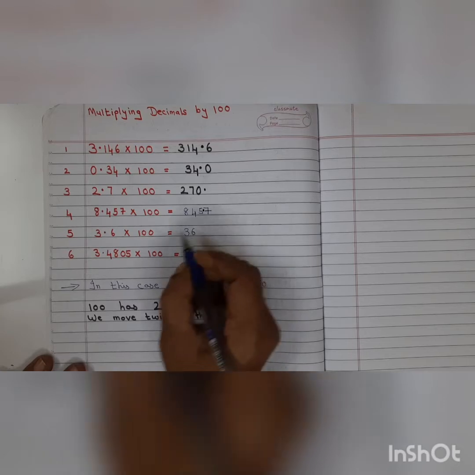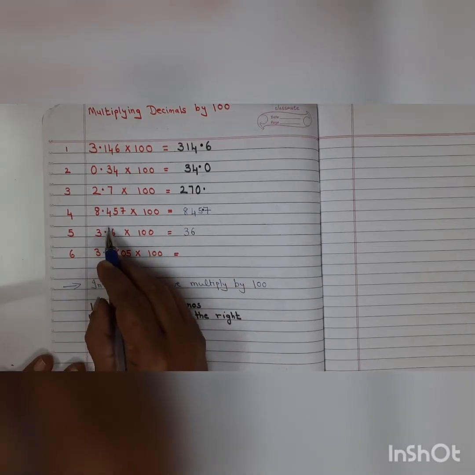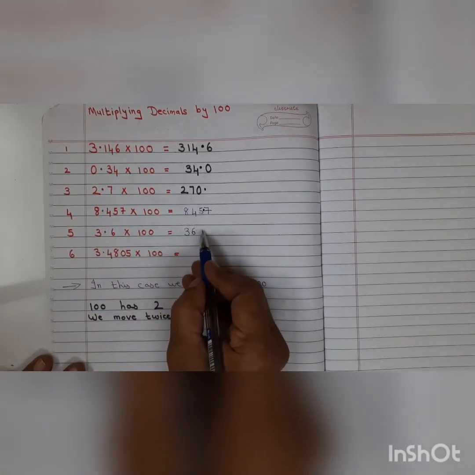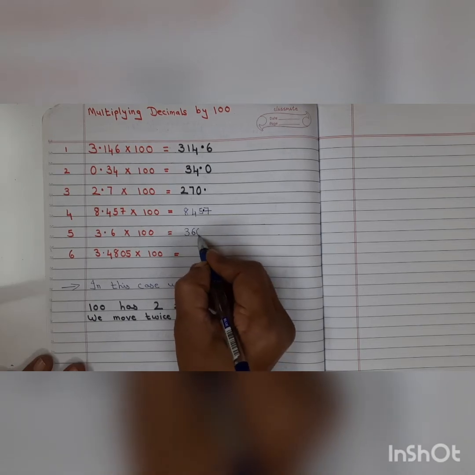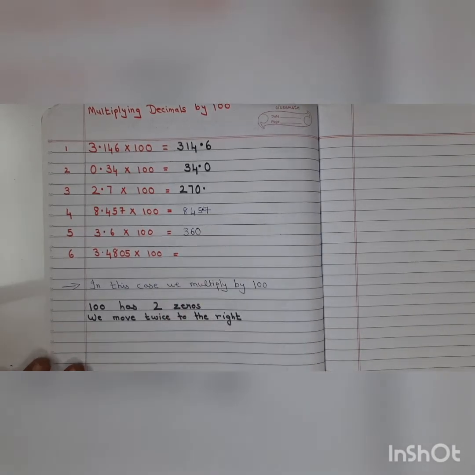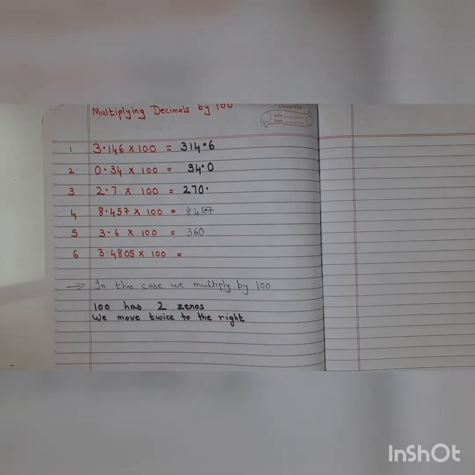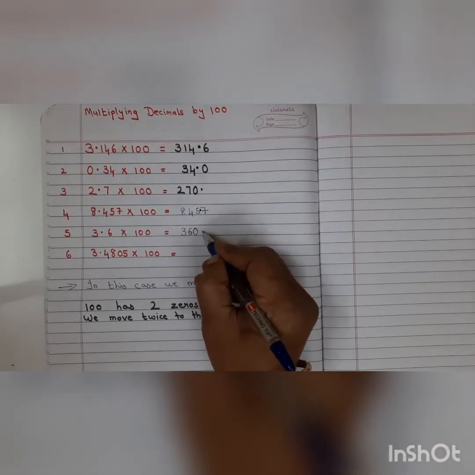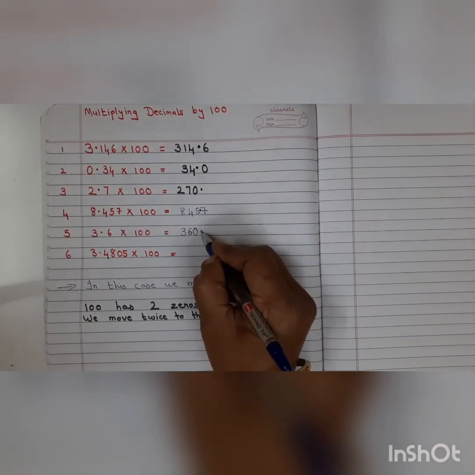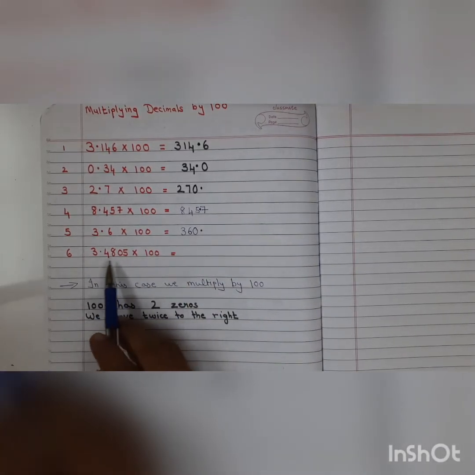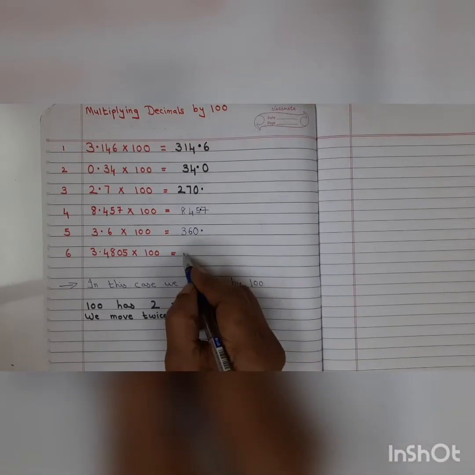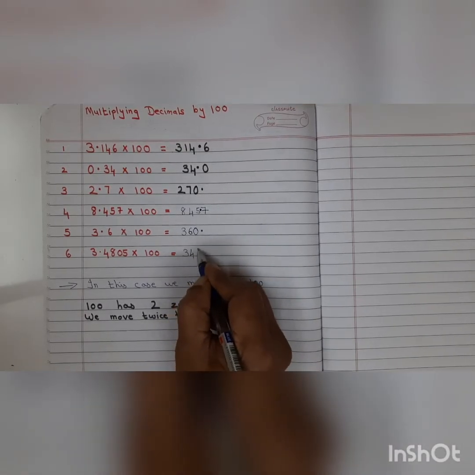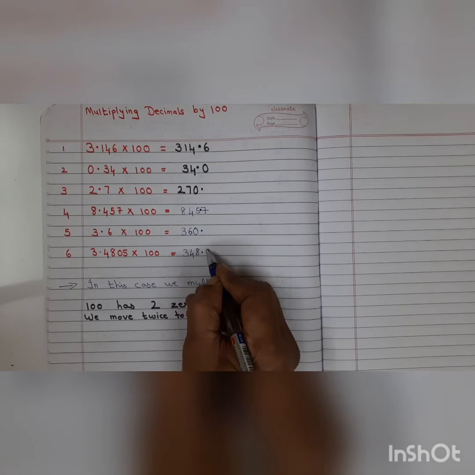3.6. Now the decimal is shifting. It doesn't belong here. You have to shift 2 places. So 1 place. Now 2 places. If there's nothing, what do we do? Put a 0. As I said children, you may put a decimal point or just leave it. So it is 360. Now here, 2 places. This is simple. 1 place and 2 places. So your answer is 348.05.